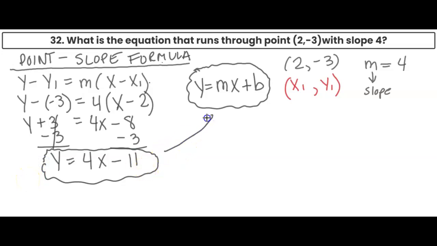So your final answer to what is the equation that runs through the point (2, -3) with the slope of 4? Obviously, it's y equals 4x minus 11, because it has that form, which is y equals mx plus b. That is your final answer.